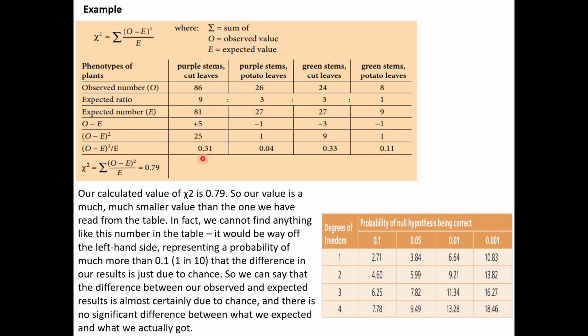Then use the formula O minus E whole square divided by E, and then you add all of them up, so you get the summation. In this case, the answer is 0.79. Again, the strategy is the same. You have this table. You find n minus 1. सबसे पहले degree of freedom ढूंढना है. n minus 1 आपके पास again 4 categories है. 1, 2, 3, 4. n minus 1 is 3.